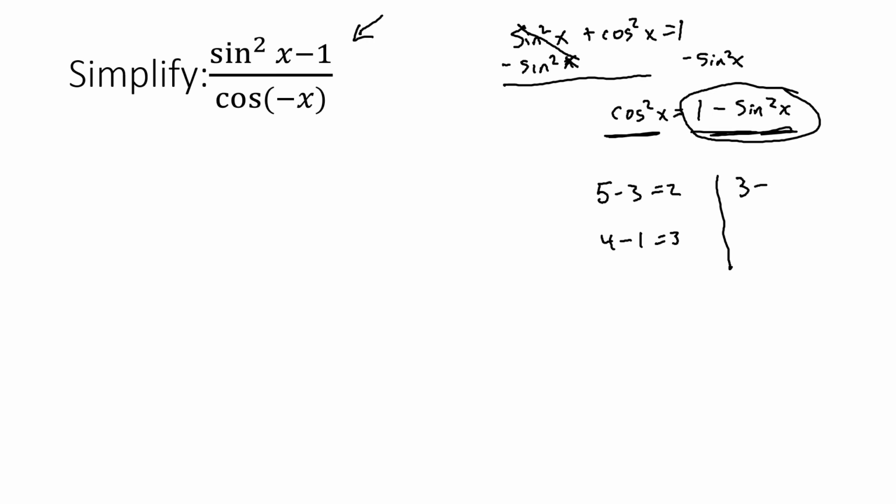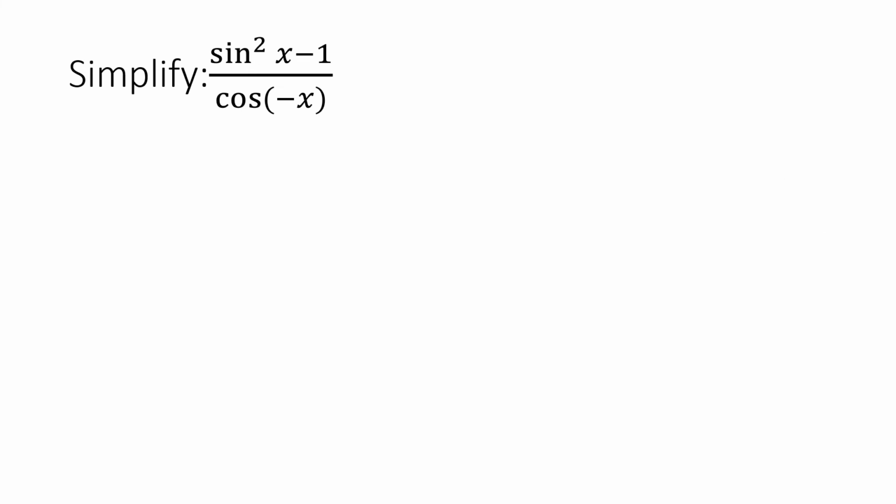So let's say 3 minus 5. We know that that's negative 2. Or 1 minus 4. We know that that's going to be negative 3. So clearly by switching the values around, we're going to end up with the negative, or the opposite, of the answer we normally would. So for our numerator, what that tells us is that instead of writing cosine squared x, we're going to write negative cosine squared x.